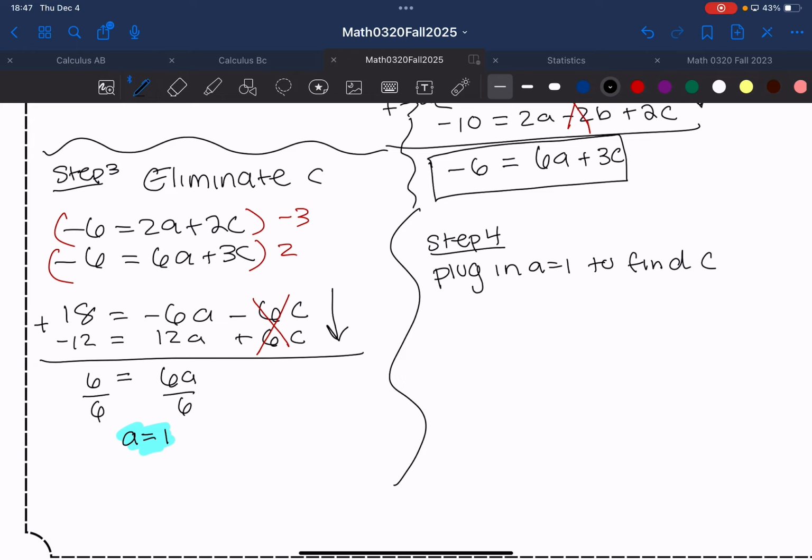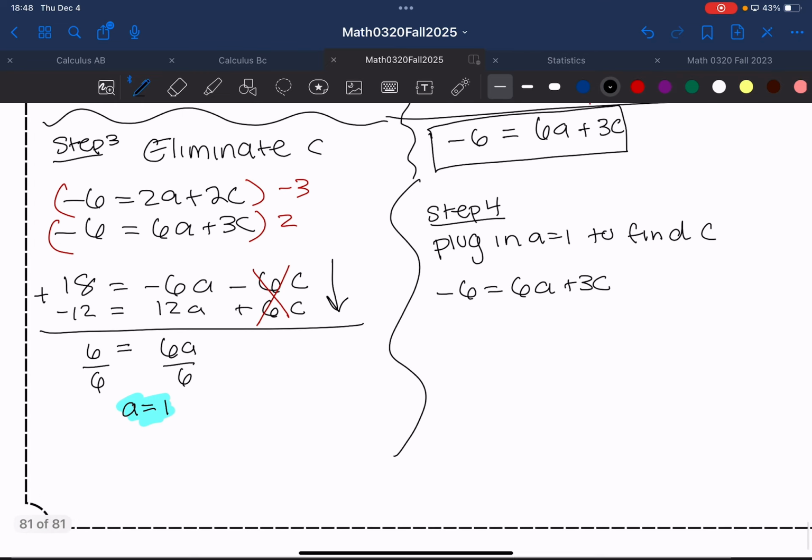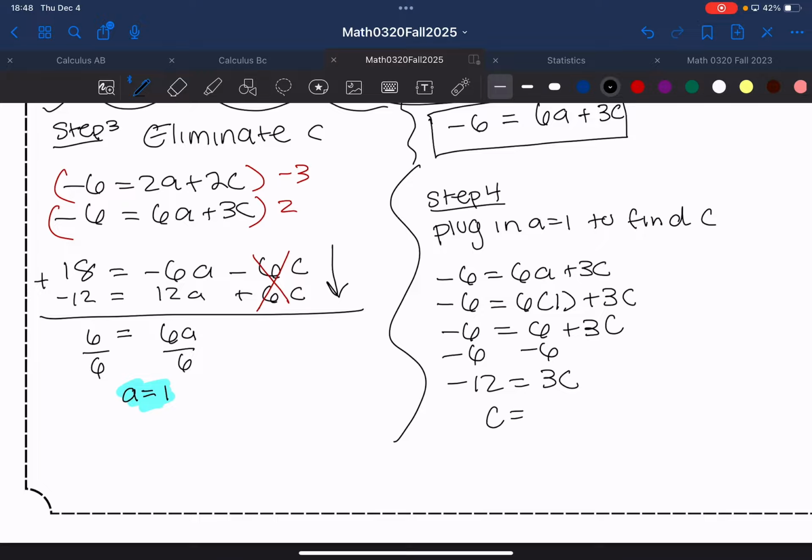So then we have negative 6 is equal to 6a plus 3c. You don't have to choose that equation. You could have chosen the one above, negative 6 equals 2a plus 2c. Okay, the goal is just to plug it into an equation that has a and only c. So this is negative 6 is equal to 6 times 1 plus 3c. So this is negative 6 is equal to 6 plus 3c. What would be my next step to get c by itself? Subtract 6, and I get negative 12 is equal to 3c. And my last step, divide by 3. So c is equal to negative 4. There is my second answer.